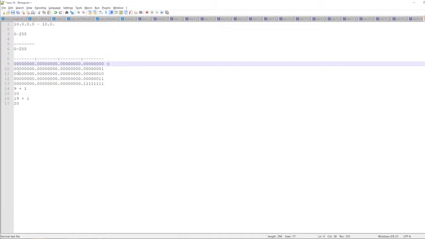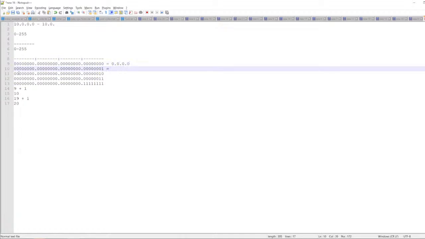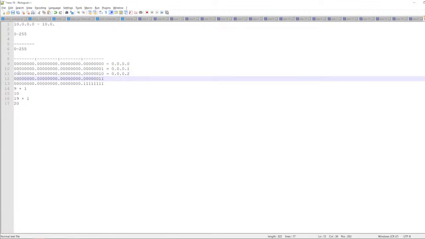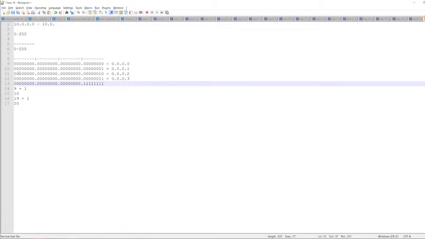So how can I write this? 0.0.0.0, 0.0.0.1, 0.0.0.2, 0.0.0.3, and so on up to 0.0.0.255. Does anybody have any question here? Now if I add one more, what will happen?